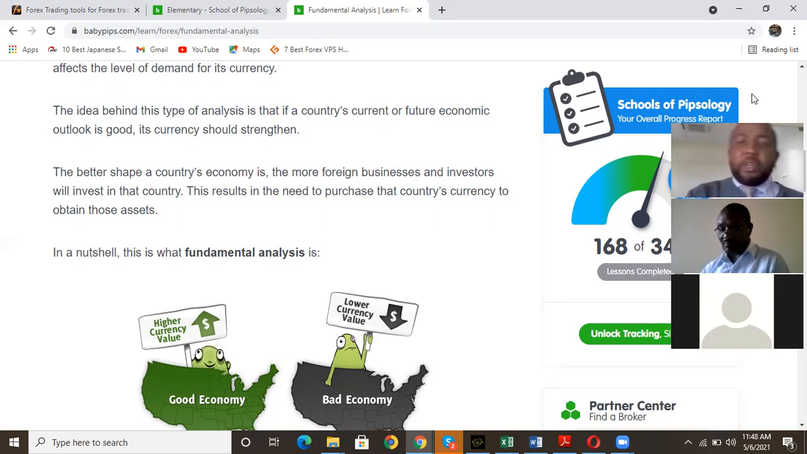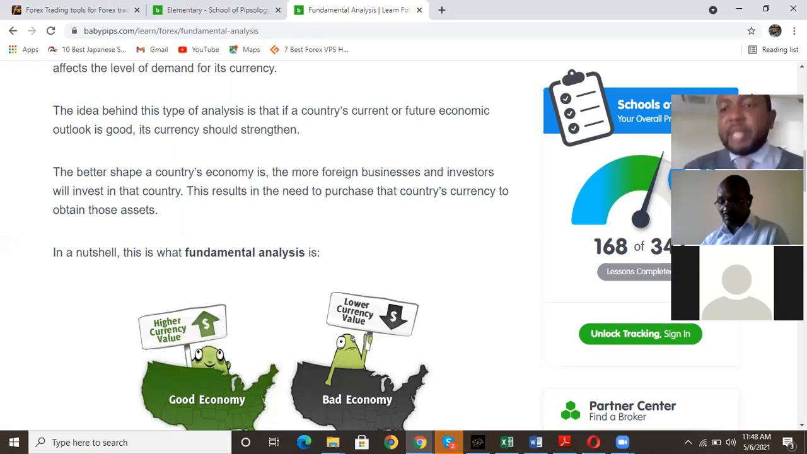So if the country is doing well, of course, more people will get employed. If more people get employed, they'll be spending. If they're spending, the country's currency will be gaining strength. So that's mostly what we are always looking at under fundamental analysis.